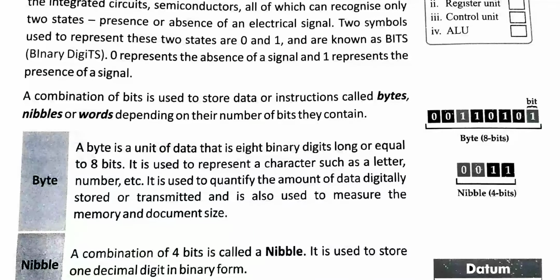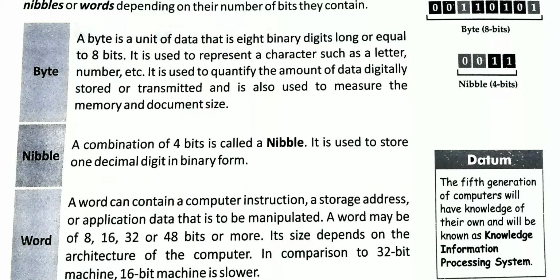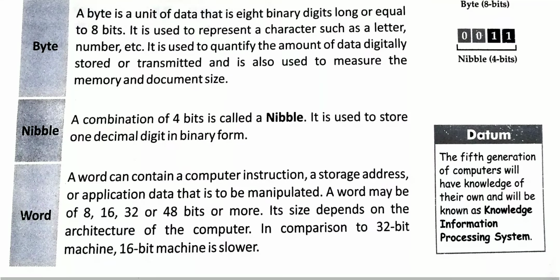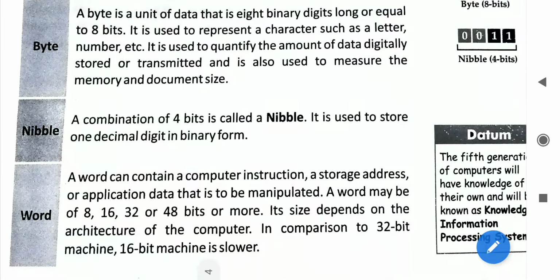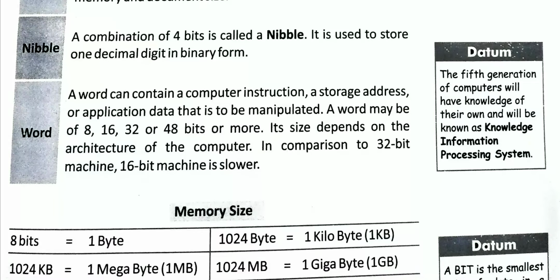If 8 bits are combined, that is called 1 byte. A byte is a unit of data that is 8 binary digits long, equal to 8 bits. A nibble is just a half byte, or 4 bits. So 8 bits are called 1 byte, and 1 nibble is equal to 4 bits. A word depends on the machine: 8 bit, 16 bit, 32 bit or 48 bits are called a word, depending on which type of machine.